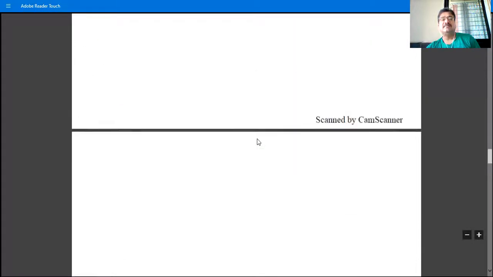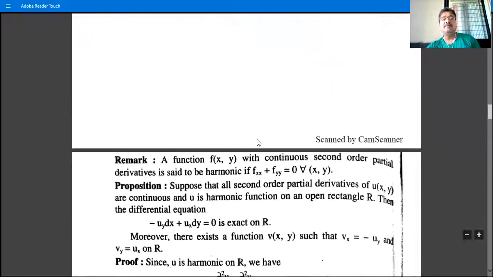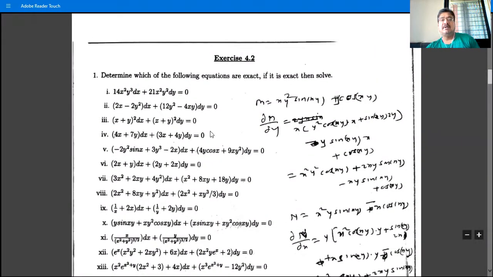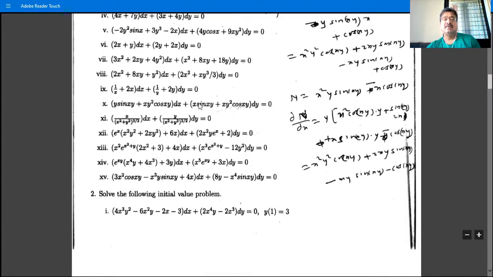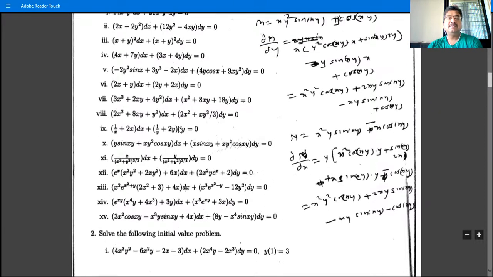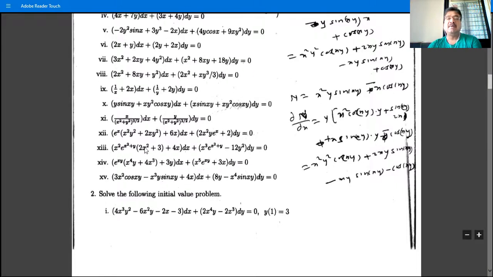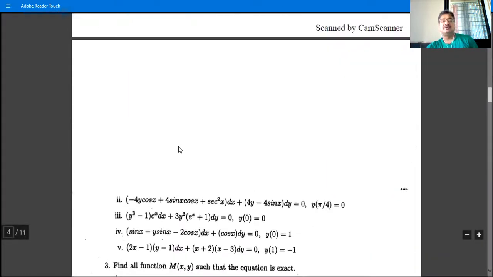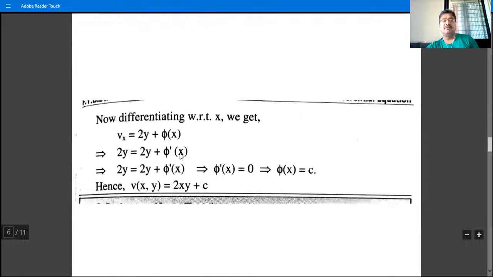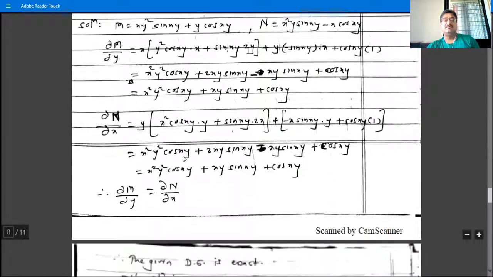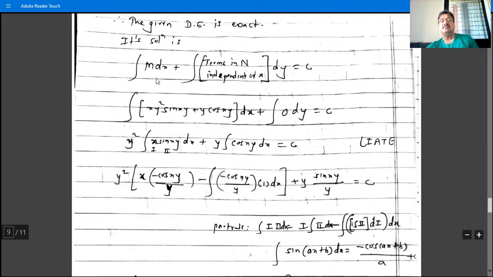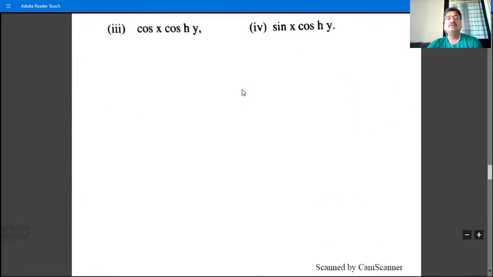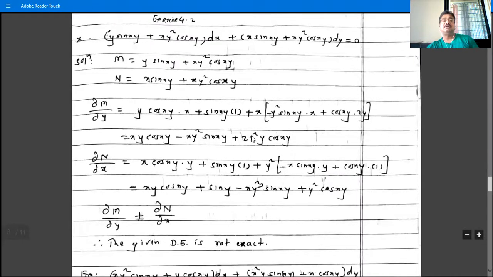Next problem is the next type of problem. So solve all the remaining problems of this type. Same method: first write M and N, and then find ∂M/∂y and ∂N/∂x. Both are the same. Then find the general solution of the given differential equation by using this formula. This is the formula to obtain the general solution. There are 25 to 30 problems to solve on the type exact differential equation.